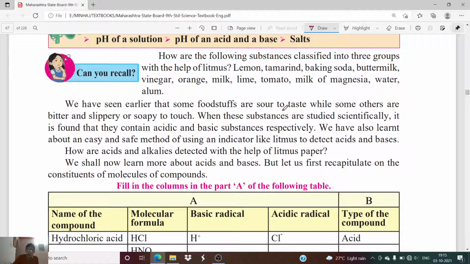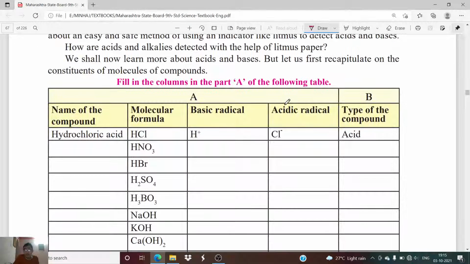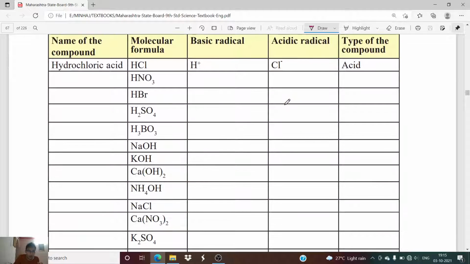Now, in this table, you can see molecular formulas of several compounds. We have to note down the name of each compound. We must know what is the basic radical and what is the acidic radical, and we must name the type of the compound. So the first is done for us. The molecular formula HCl is of hydrochloric acid. The basic radical is H plus ion and the acidic radical is Cl minus ion.